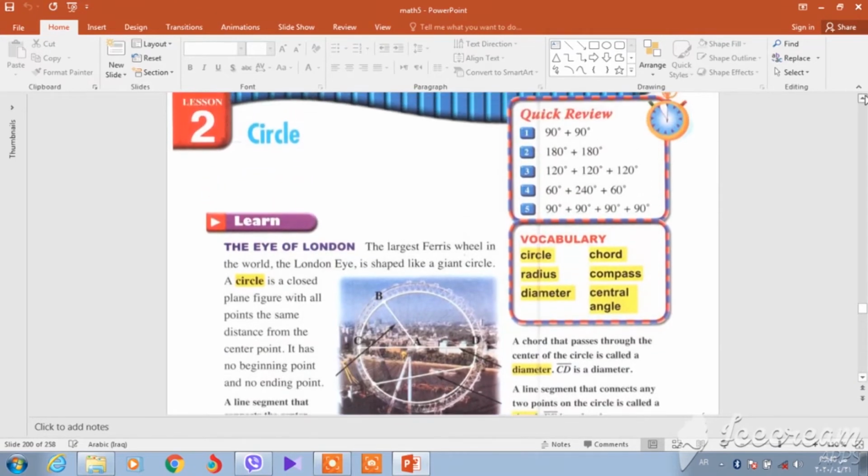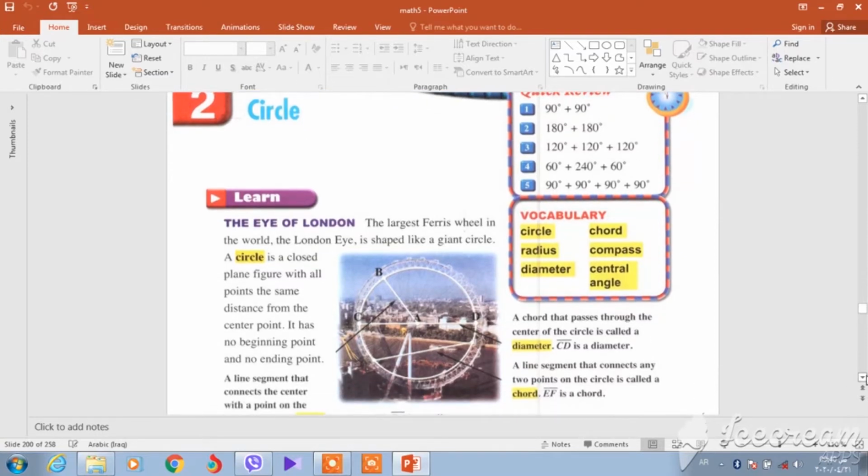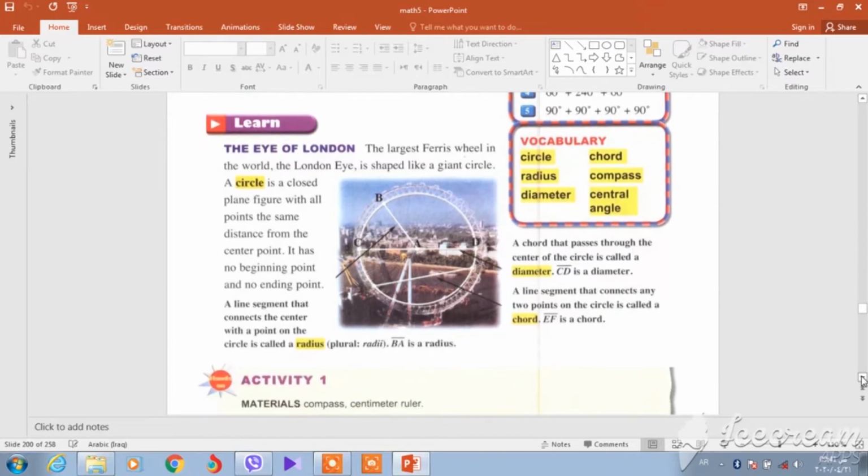Students, please open page 192. Listen to chapter 11 about the circle. This is a circle. A circle is a closed plane figure with all points the same distance from the center point. Students, please underline the definition. After that, a line segment that connects the center with a point on the circle is called a radius.